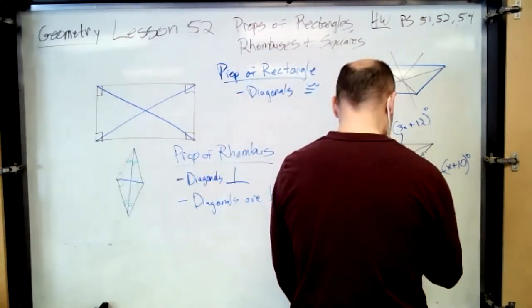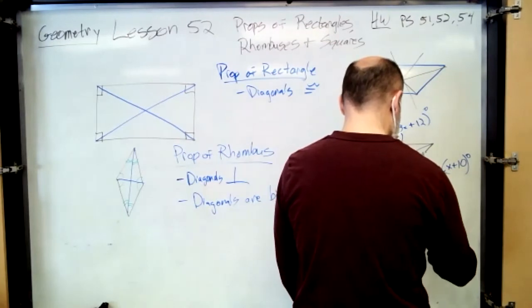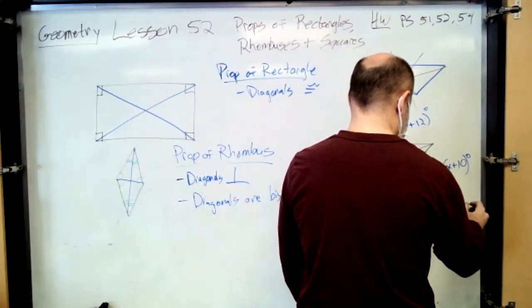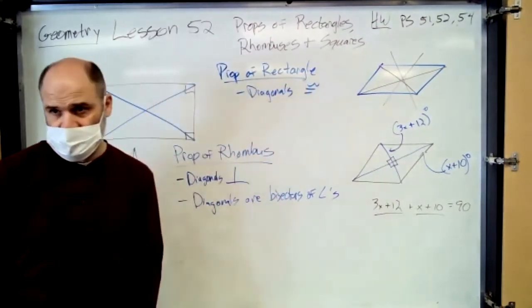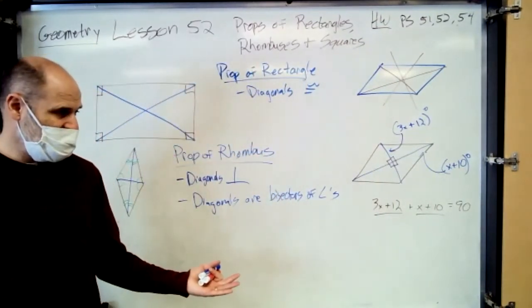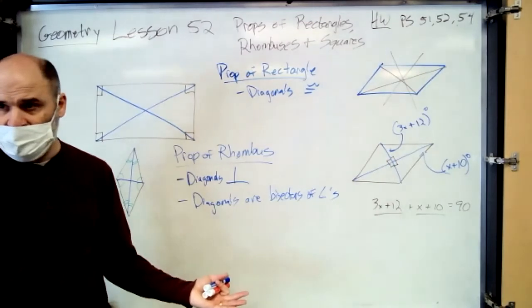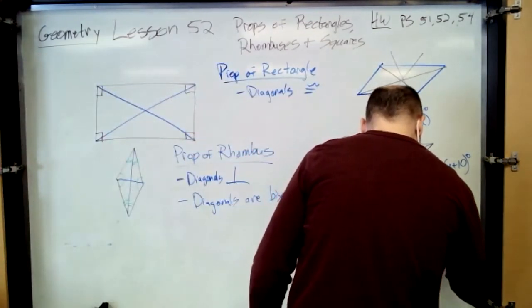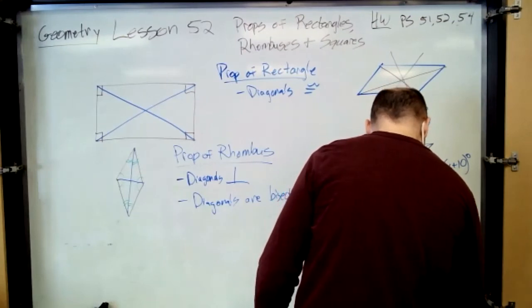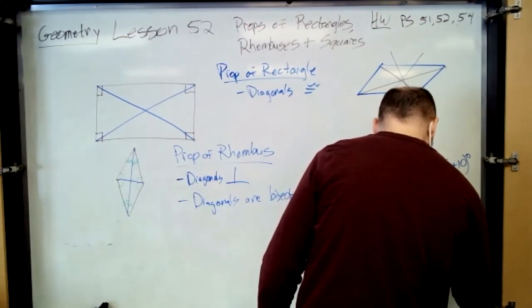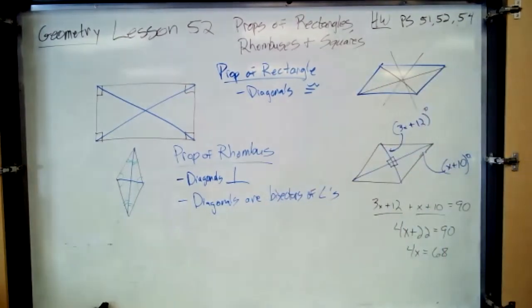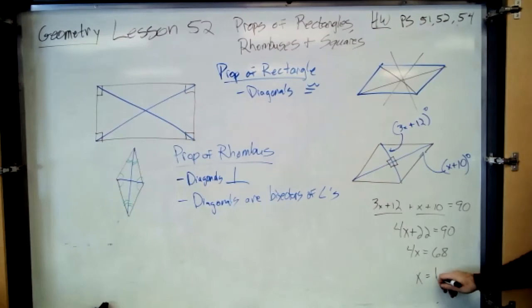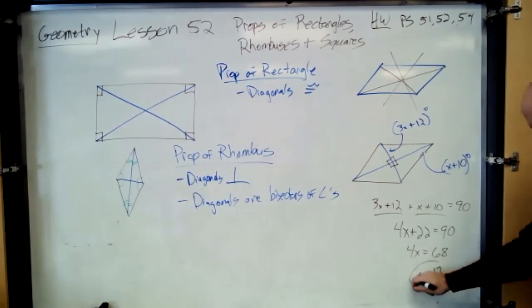3x plus 12 plus x plus 10 has to equal 90. So far, so good? Okay, combine like terms. What is that? 4x plus 22 equals 90. Subtract 22 from both sides. 4x equals 68. Divide by 4. X equals, what is that, 12? Not 12. It's 17.